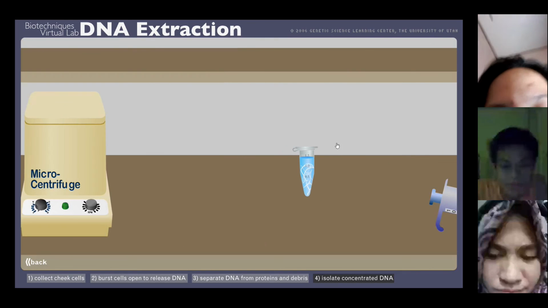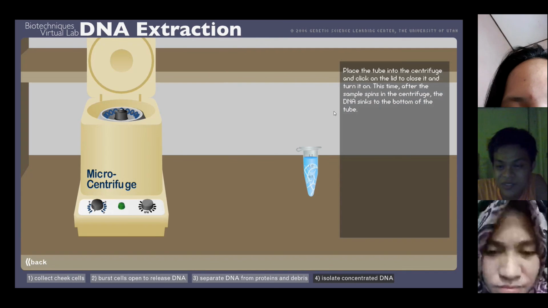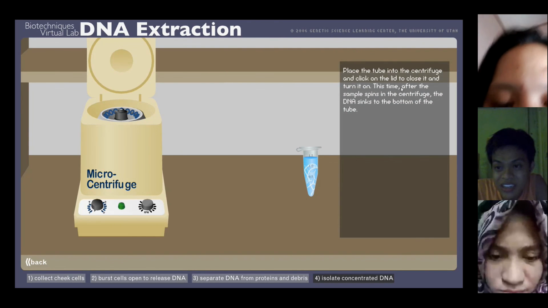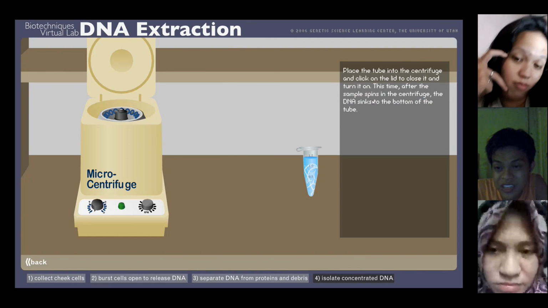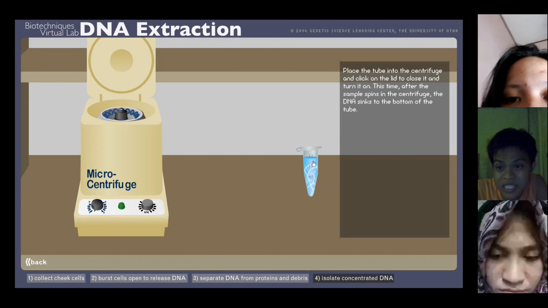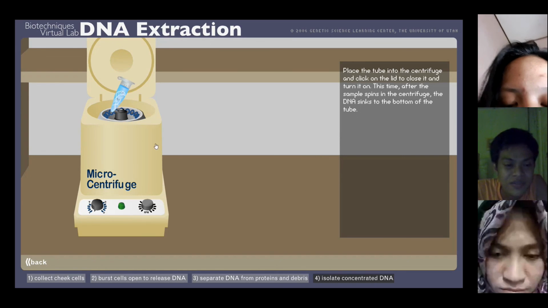Yay! Now the centrifuge again. Place the tube into the centrifuge and click on the lid to close it and turn it on. This time, after the sample spins in the centrifuge, the DNA sinks to the bottom of the tube.